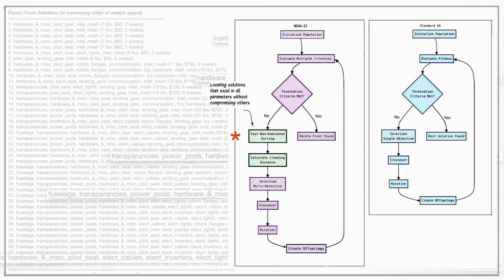The second new block in the algorithm is calculate crowding distance, which seeks diversity to avoid clustering. This mechanism ensures we get a well-distributed set of options across the entire solution landscape. Without this mechanism, all solutions would converge to the same small region of the Pareto front, giving us limited options. Following this calculate crowding distance step, the selection, crossover and mutation operators are applied, just as in the standard algorithm.